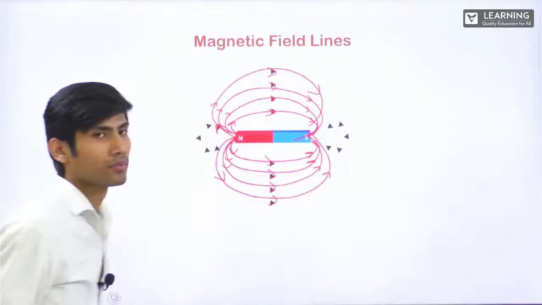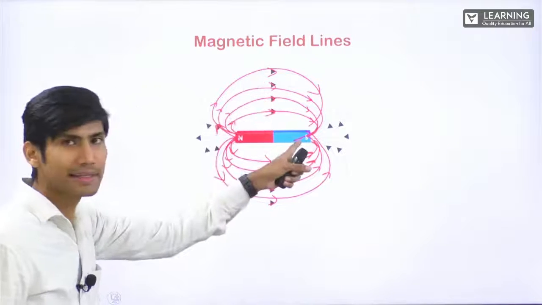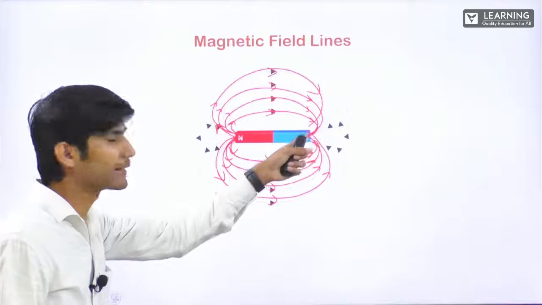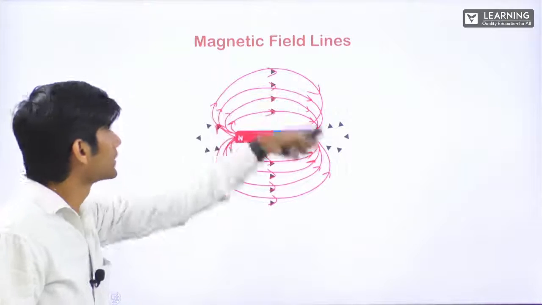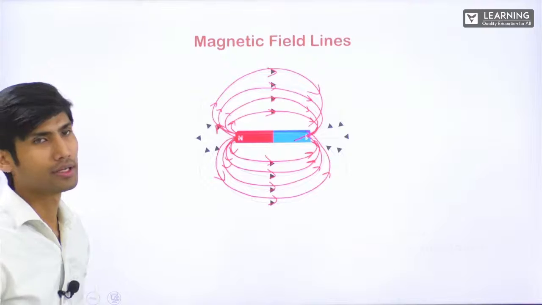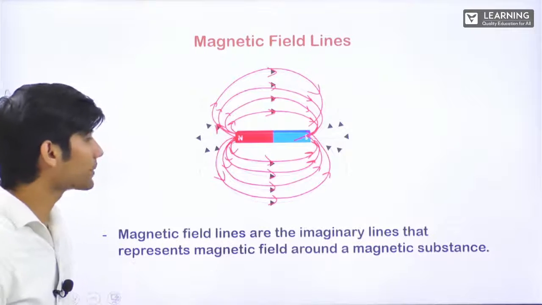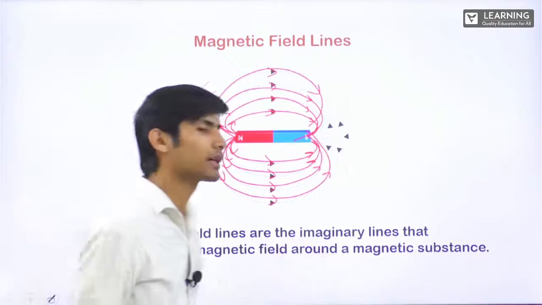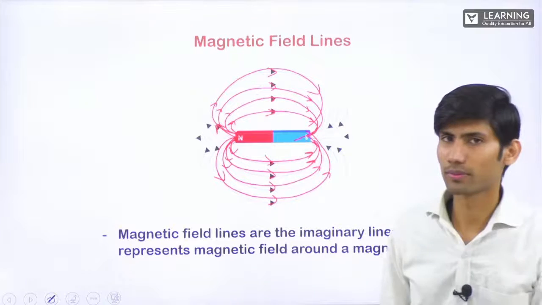Clear? Originating from north, ending inside the South Pole. So this is the direction of magnetic field lines. Magnetic field lines are imaginary lines that represent the magnetic field around a magnetic substance.